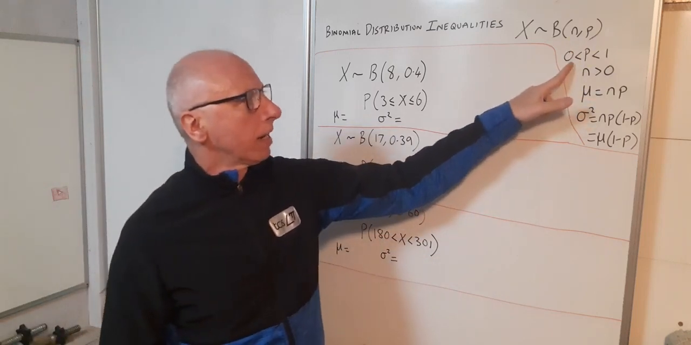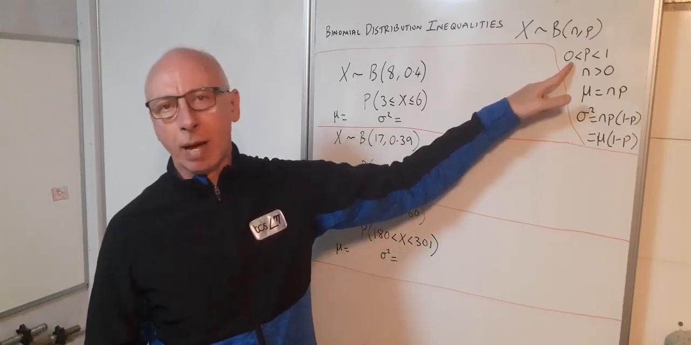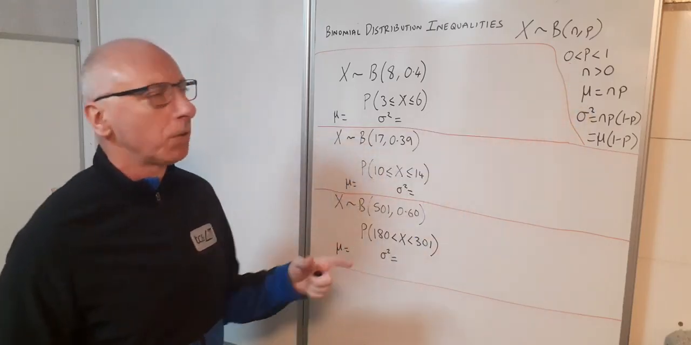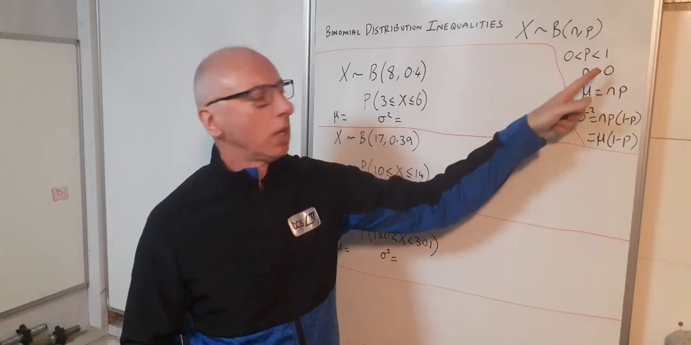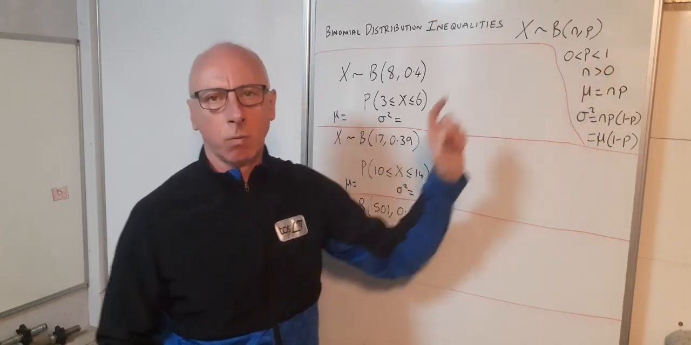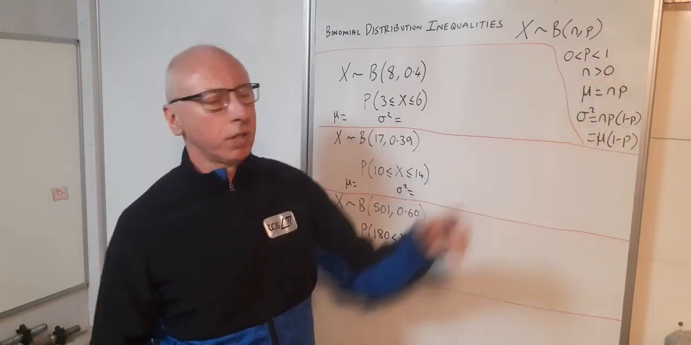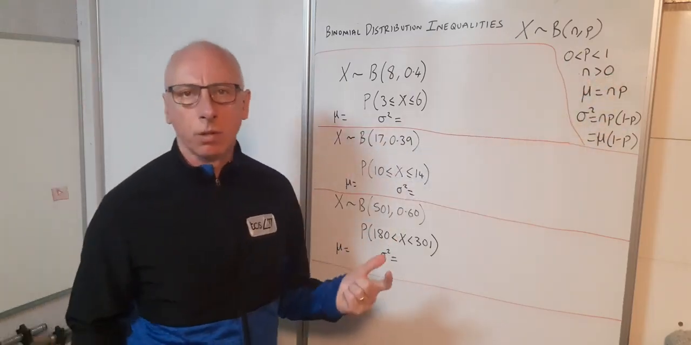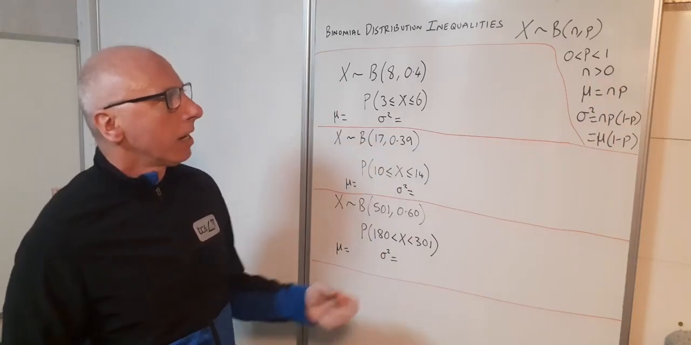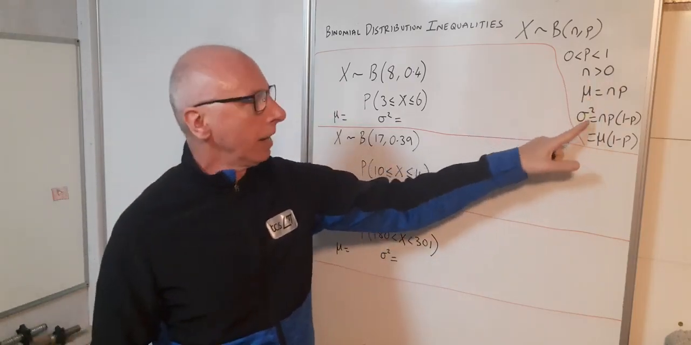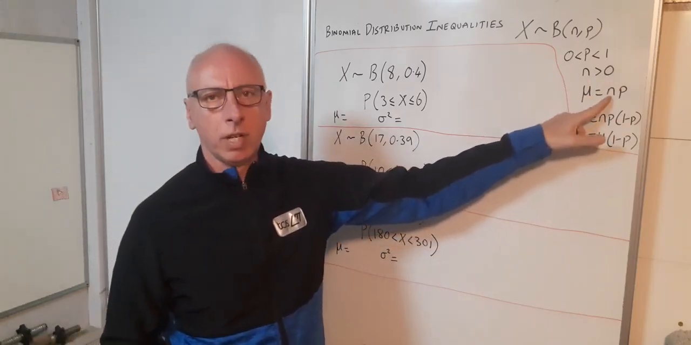And then in this case here, 0, that means it's never going to happen. So the probability of it's always going to be 0. So 0 and 1, it's a bit trivial. So probability is always between 0 and 1. And the number of trials, n, is always greater than 0 because if there's no trials, there's nothing to do any testing on.